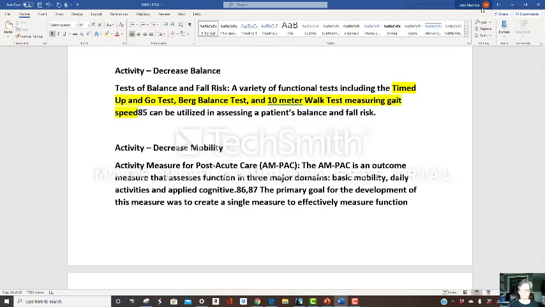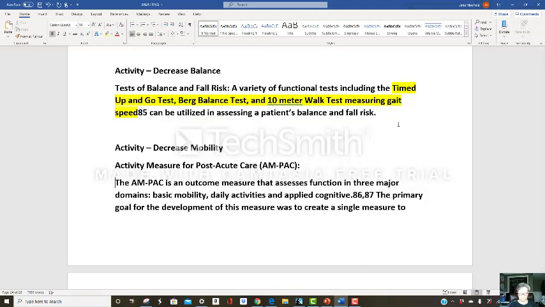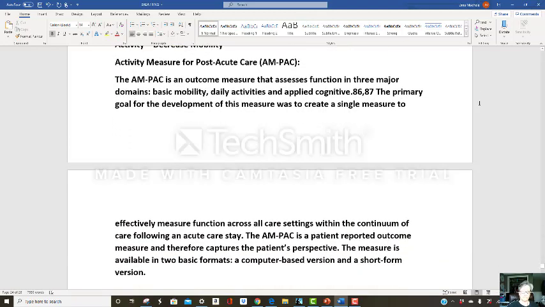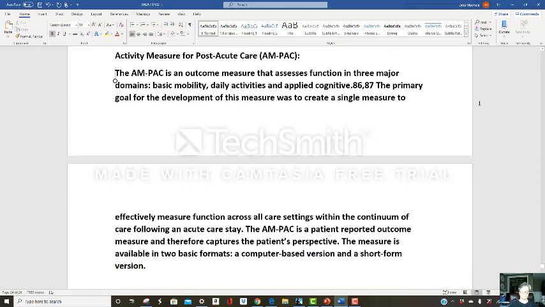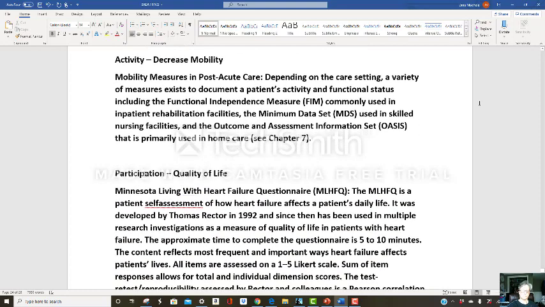Activity Measure for Post-Acute Care, AMPAC. The AMPAC is an outcome measure that assesses function in three major domains: basic mobility, daily activities, and applied cognitive. The primary goal for the development of this measure was to create a single measure to effectively measure function across all care settings within the continuum of care following an acute care stay. The AMPAC is a patient-reported outcome measure and therefore captures the patient's perspective. The measure is available in two basic formats: a computer-based version and a short-form version.